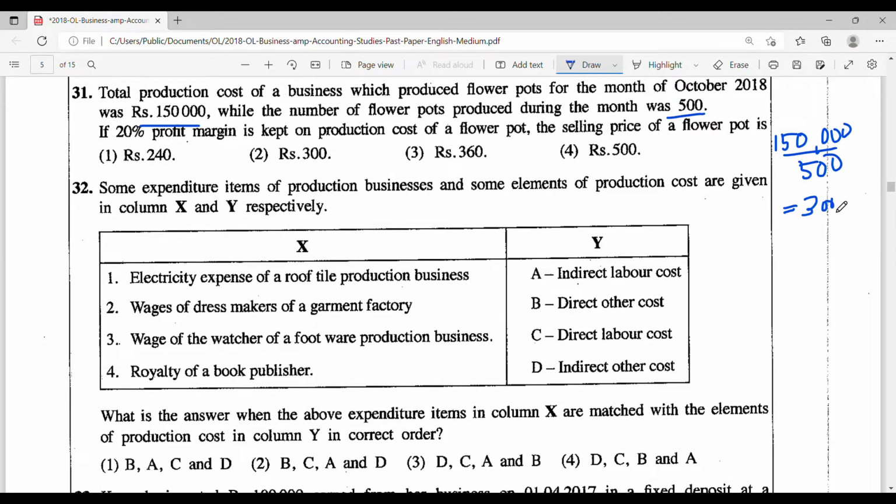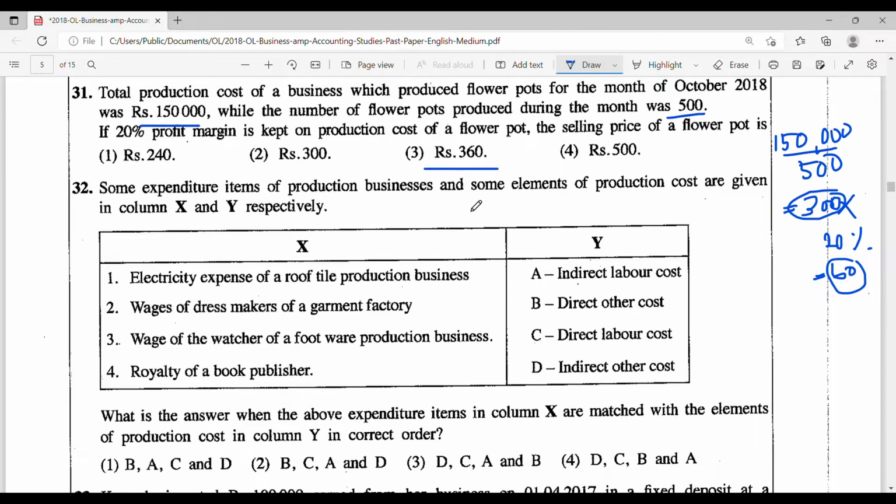If 20% profit margin is kept on production of a flower pot, the selling price of a flower pot is, now 300 is the production cost, 20% of 300 is kept as the margin, which means 60 rupees is the margin. So the selling price will be 300 plus the 60, giving you a selling price of 360 rupees. So answer is 3.